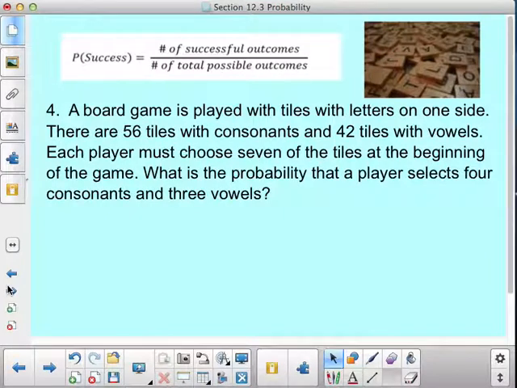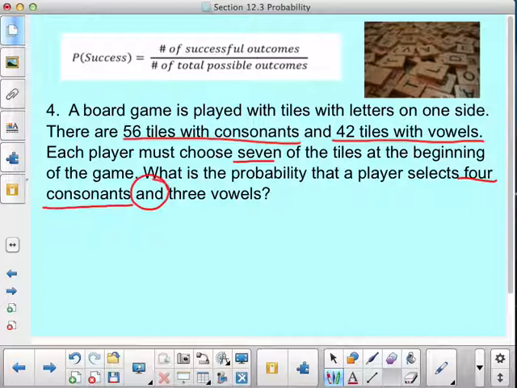Example 4. A board game is played with tiles with letters on one side. There are 56 tiles with consonants and 42 tiles with vowels. Each player must choose 7 of the tiles at the beginning of the game. What is the probability that the player selects 4 consonants and 3 vowels? So very similar to our R&B problem. Now we are selecting 4 consonants and 3 vowels, so I know there's going to be multiplication. So let's just figure out the number of ways I can do that.